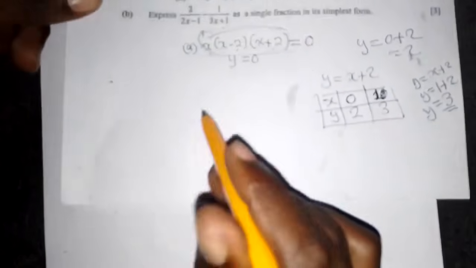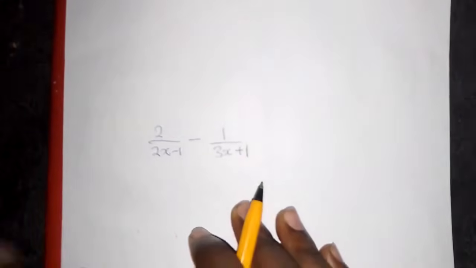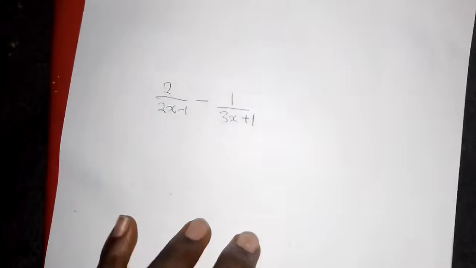So I will do this. I move to the other one. This is the question now: express as a single fraction. It is like this. So I'm going to write it here: 2 over 2x minus 1 minus 1 over 3x plus 1. Have you seen? This is the way it is.